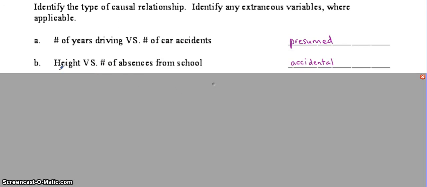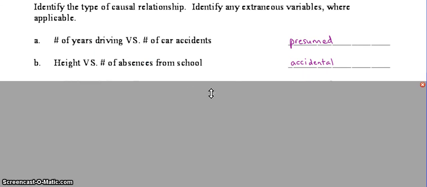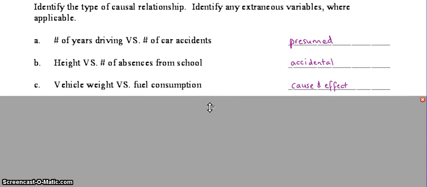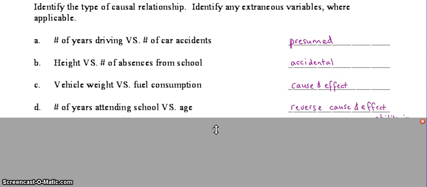So the next one was accidental, your height versus your absences from school. I did have one person say that this was presumed or cause and effect because if they were taller, they were more likely to be on the basketball team, and if they were on the basketball team, they were more likely to be absent from school. I gave them the mark for that because at least they demonstrated that that made sense. Vehicle weight versus fuel consumption is cause and effect because a heavier vehicle will cause more fuel consumption. Number of years attending school versus age, I said was reverse cause and effect because, well, it's not more likely, your age is what's causing how many years you've attended school.